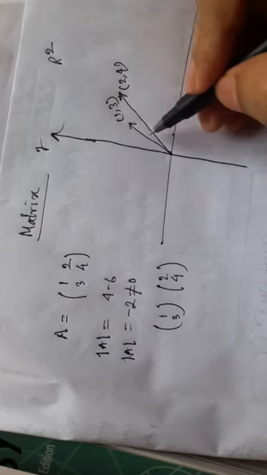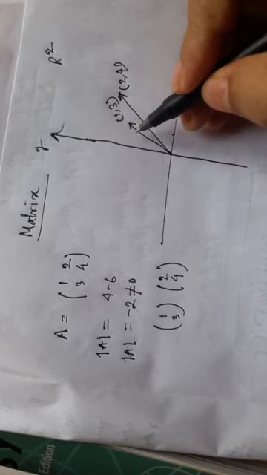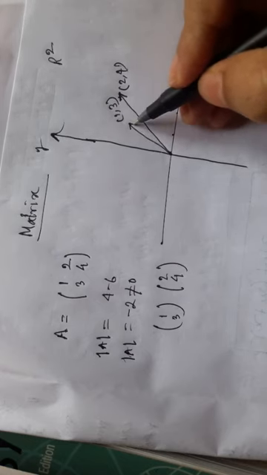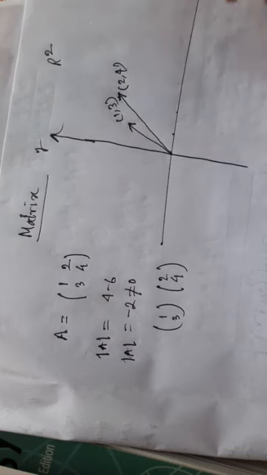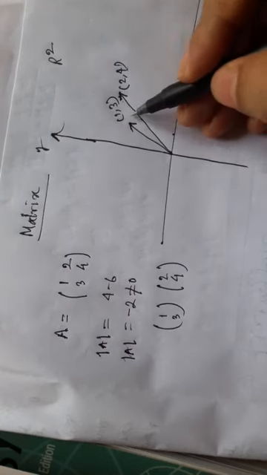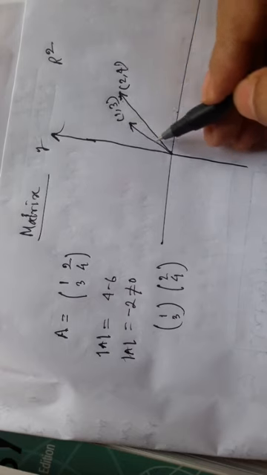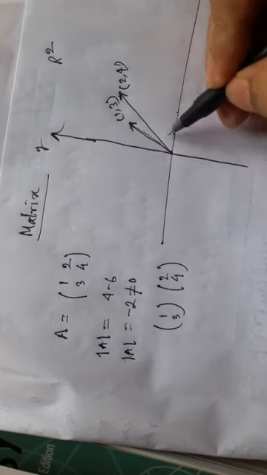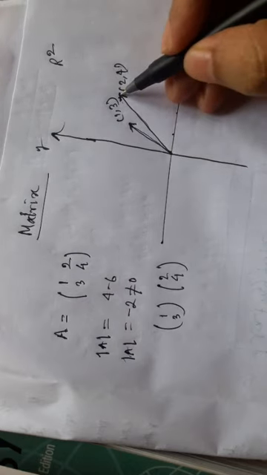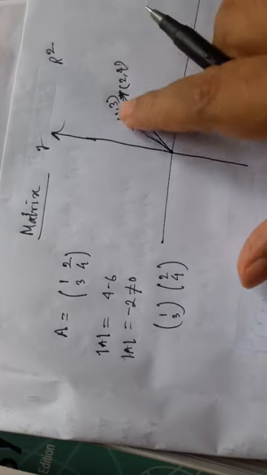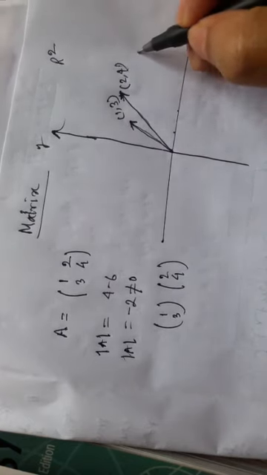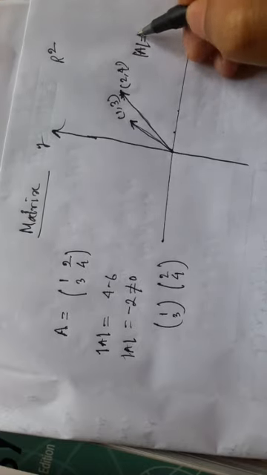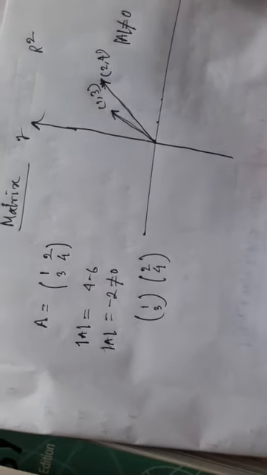Now carefully observe the position of the vectors. This is called a position vector. Both are in different places. The 1, 3 vector is this, and the 2, 4 vector is this. So their position is different. So that's why this matrix, the determinant, is not equal to 0, non-singular.